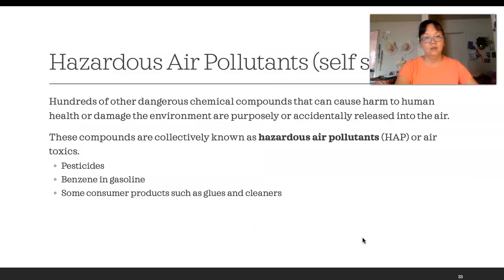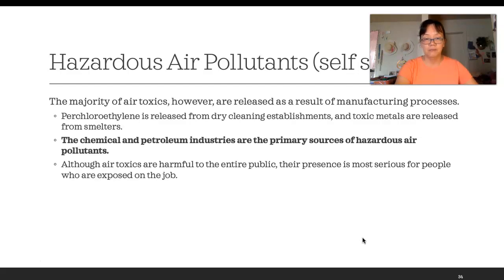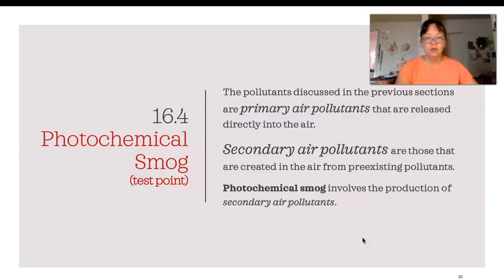The last one is hazardous air pollutants. They mainly come from industrial processes, and the chemical and petroleum industries are the primary sources of hazardous air pollutants. So now we move into photochemical smog. This is my test point.